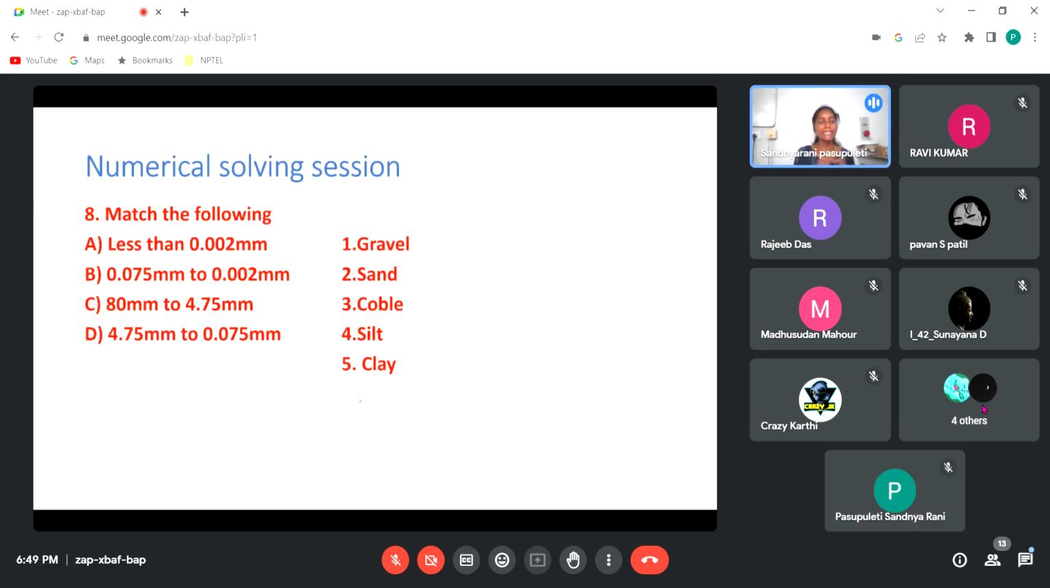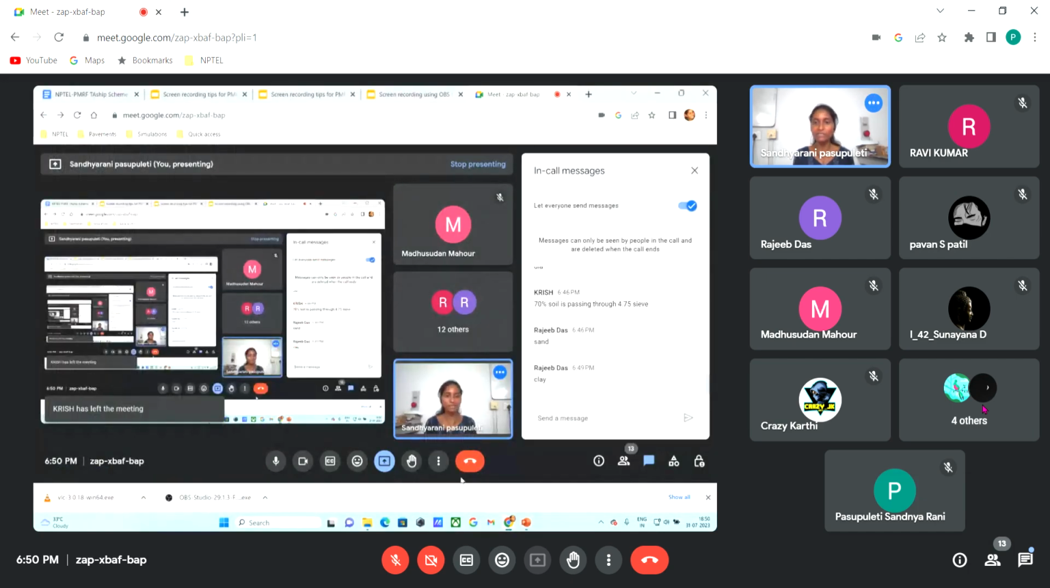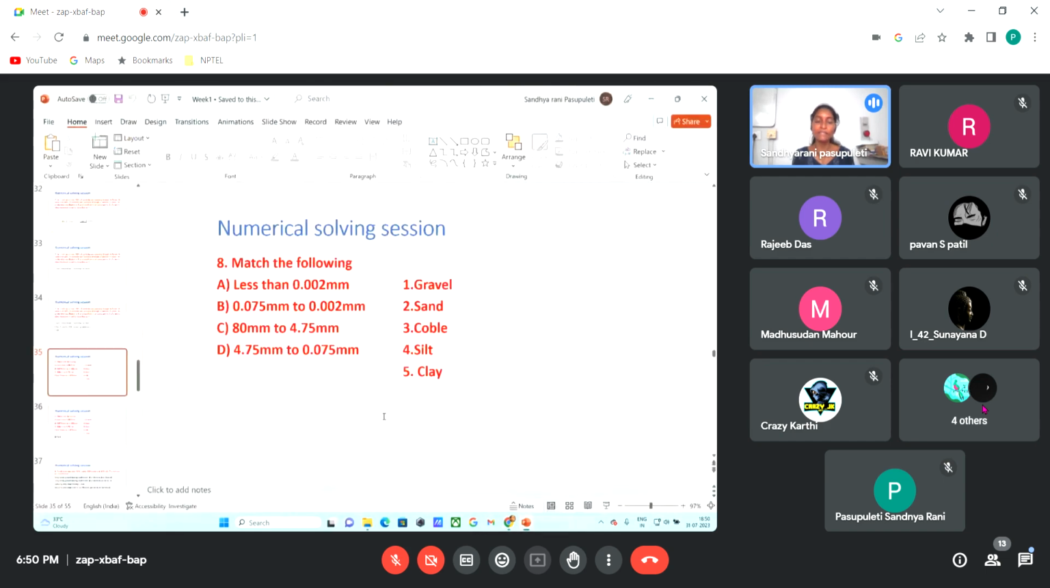So when I say 80 mm to 4.75 mm, the soil is passing the 80 mm sieve, but it is retained on 4.75. If the size is less than 0.002 mm, what do you call that type of soil? Do you call it gravel, sand, cobble, silt or clay? Yes, it is clay. And if the size is in between 0.075 to 0.002, what do we call that type of soil?